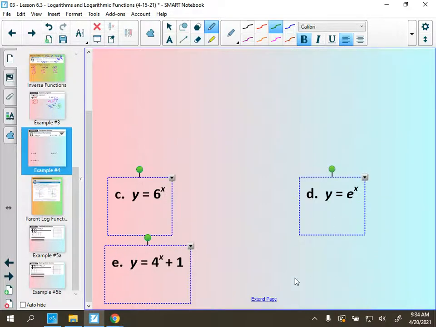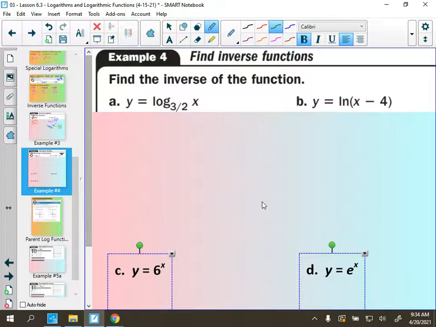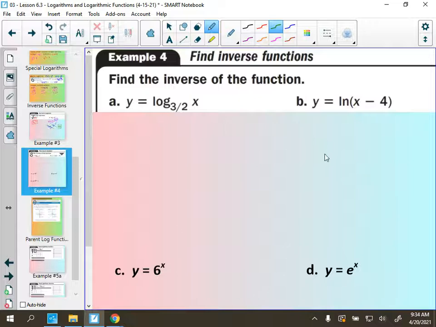We're still working with inverses. There's a couple real short steps here on some of these problems. It's asking us to come up with the inverse of the function. So I've got y equals log base 3/2 of x. We'll do some steps here for the first one. They follow the same steps for all of them here. If I'm being asked to find the inverse of a function, and it's a log function or an exponential function, which we'll see in C, D, and E.